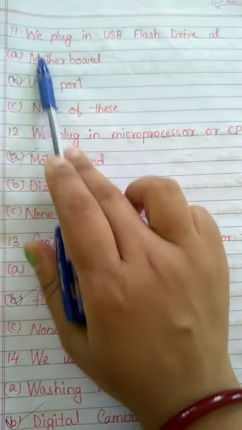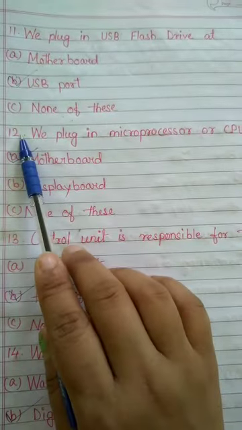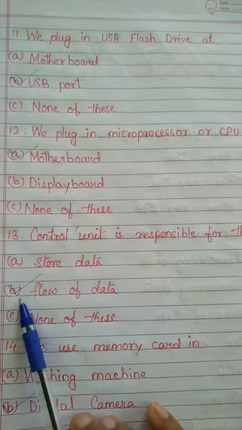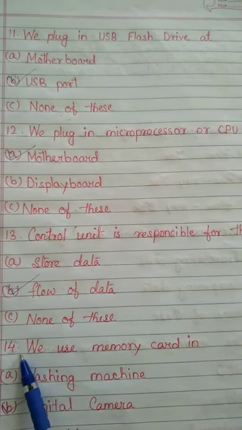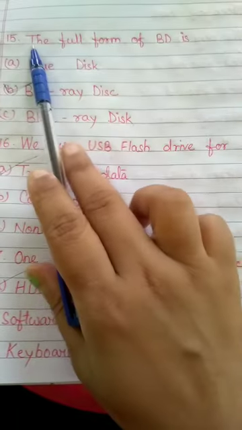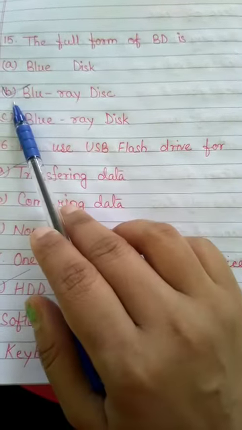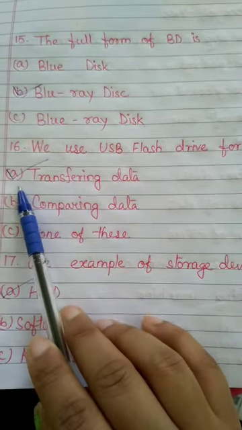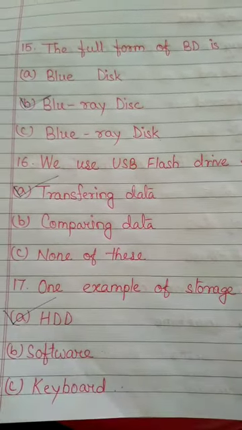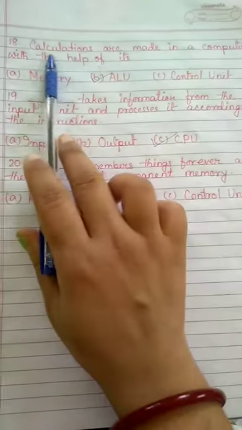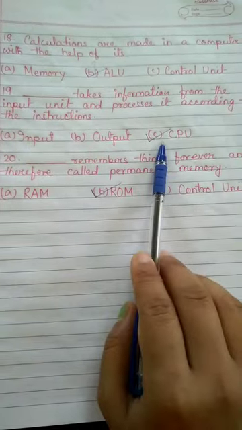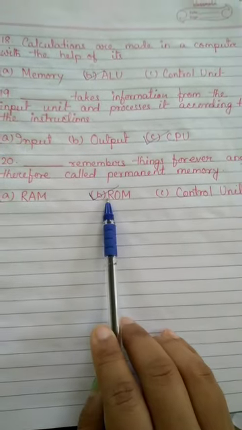Question number 11. Option B is correct. Question number 12. Option A is correct. Question number 13. Option B is correct. Question number 14. Option B is correct. Question number 15. Option B is correct. Question number 16. Option A is correct. Question number 17. Option A is correct. Question number 18. Option B is correct. Question number 19. Option C is correct. Question number 20. Option B is correct.